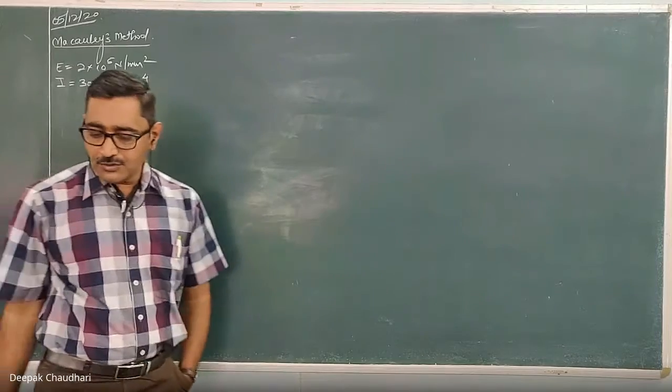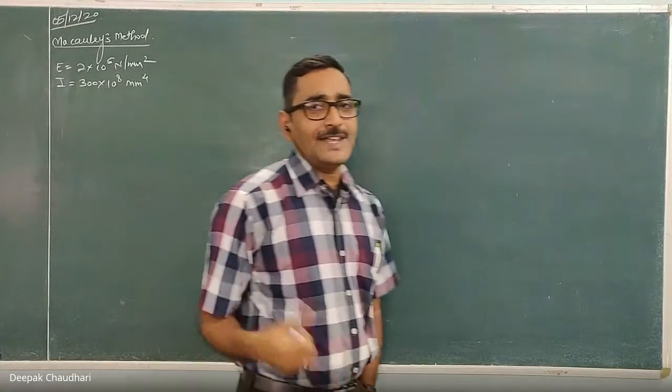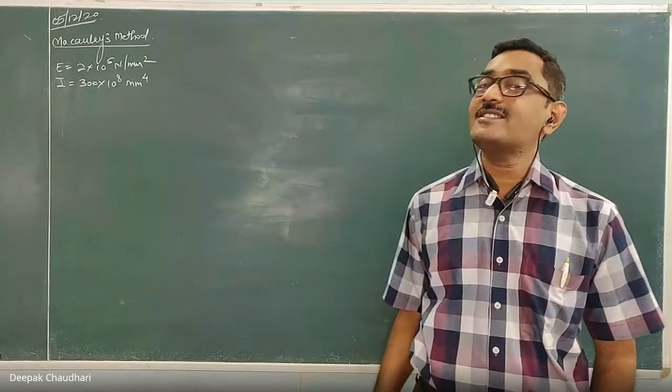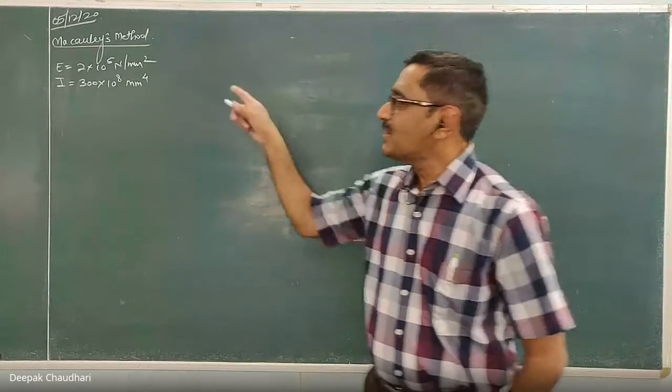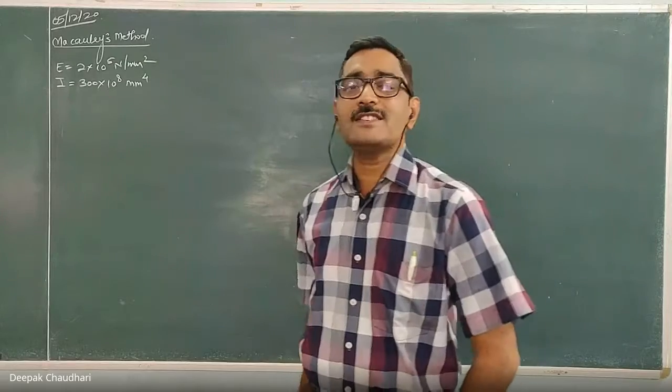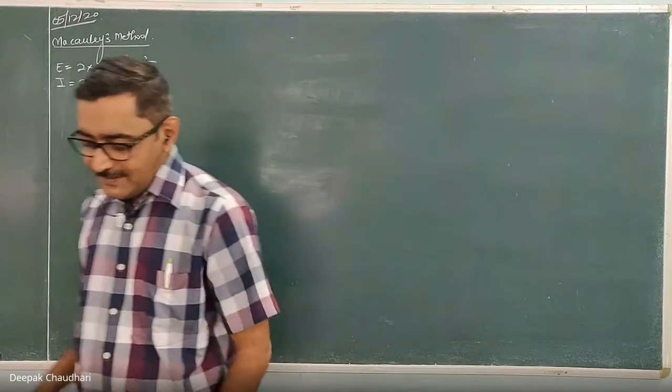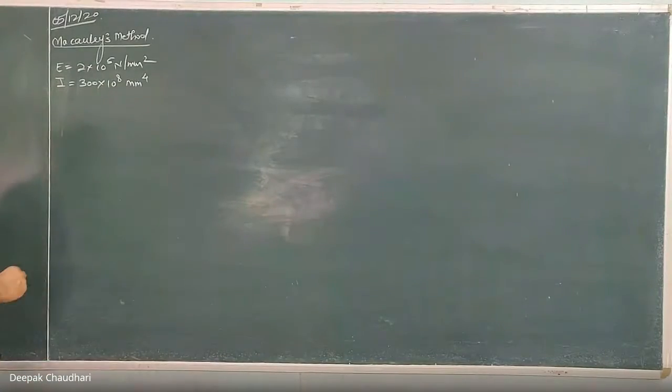Yesterday the sum which we solved did not give the modulus of elasticity and the moment of inertia, so we calculated the answer in terms of EI. Now here these values are given, so you will get the proper answers of slope and deflection. Now it is given that it is a simply supported beam.